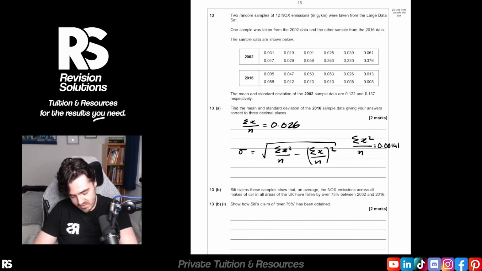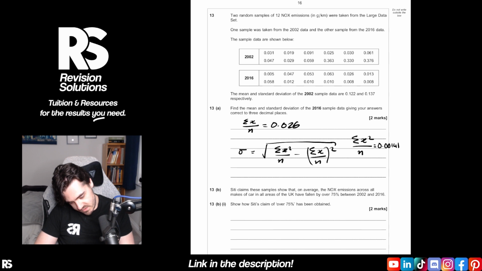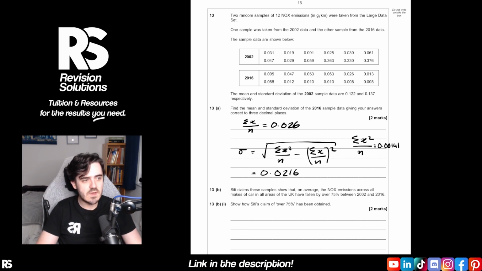And I need to square root that answer, which gives me 0.02, how many decimal places was it? It was 3 decimal places, so 0.0216 for my standard deviation.